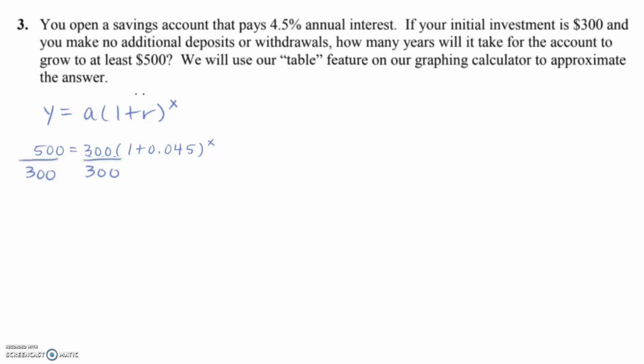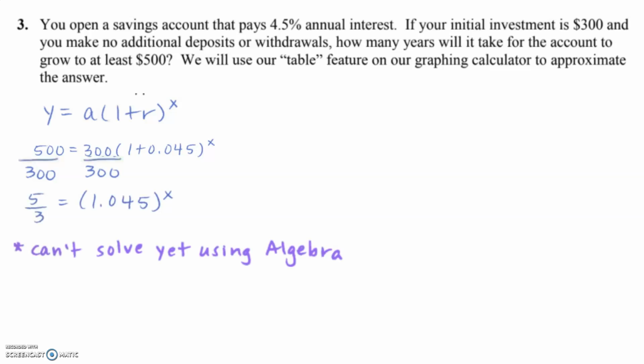Now, I can isolate the base and exponent here by dividing both sides by 300, and I get this. But we have no algebra that we know of that we can solve this yet. That's coming in a very near future in a learning target that we will be attacking very shortly. Okay? But we can use our graphing calculators to solve this. We can use our table of values, we can use our graphs.